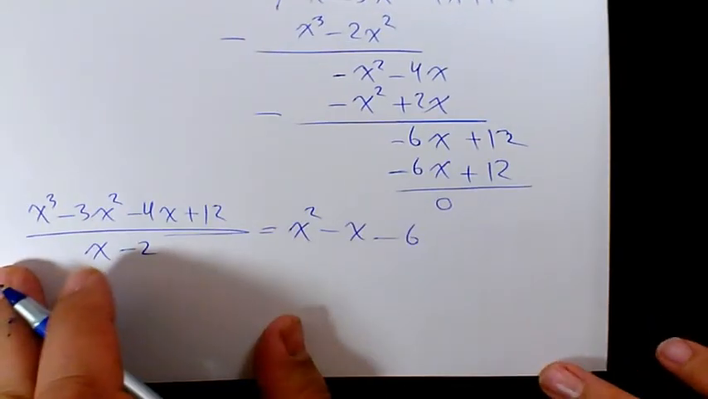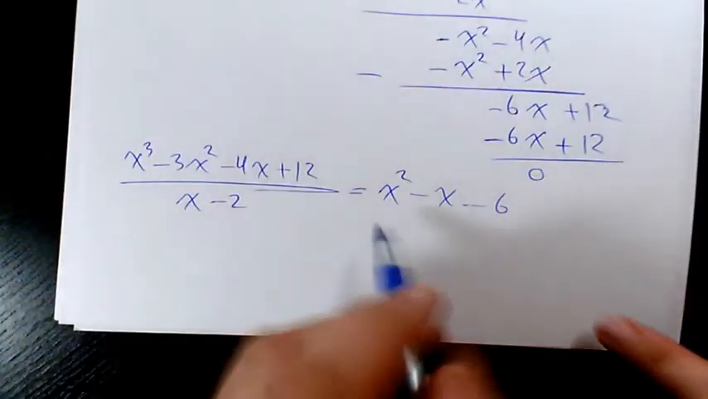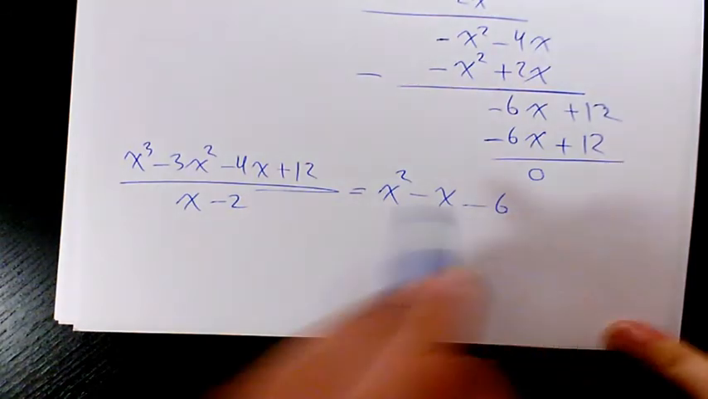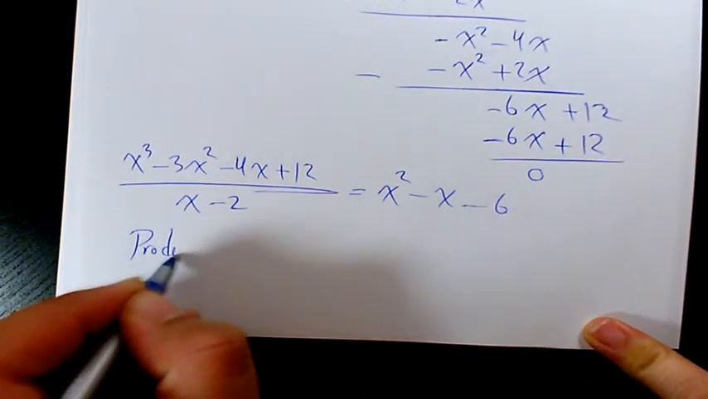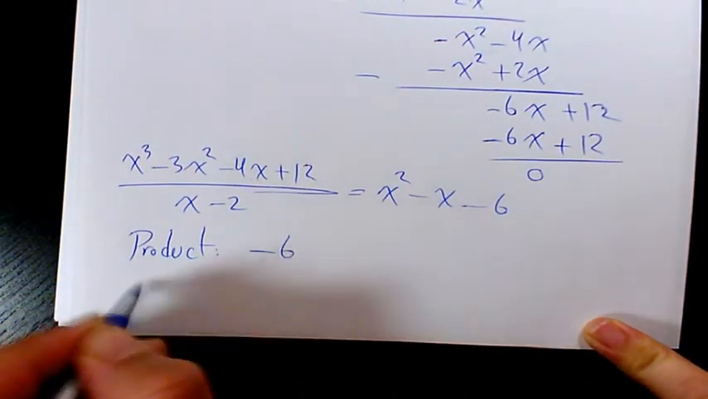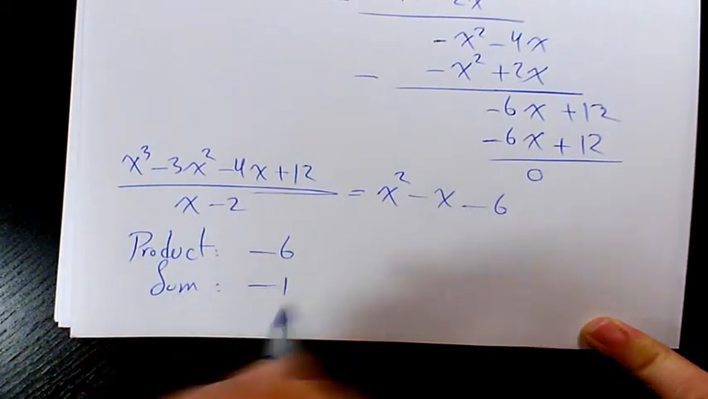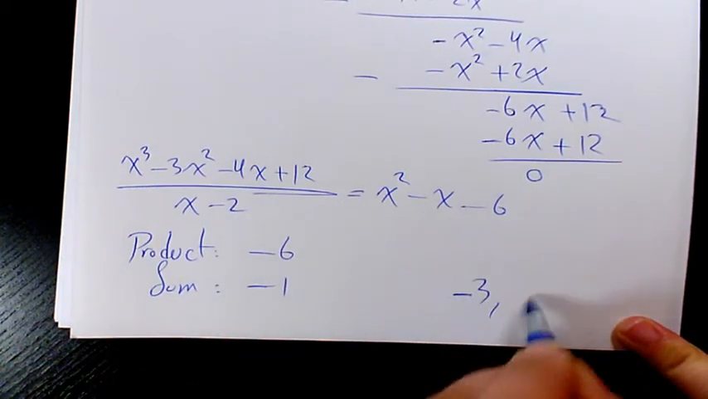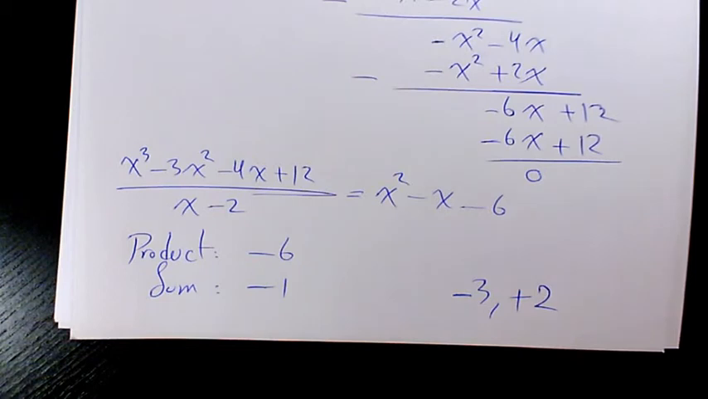So how do we factor this part, x squared minus x minus 6? We are looking for two numbers. The product is negative 6 and the sum is negative 1. So the answer is negative 3 and positive 2.